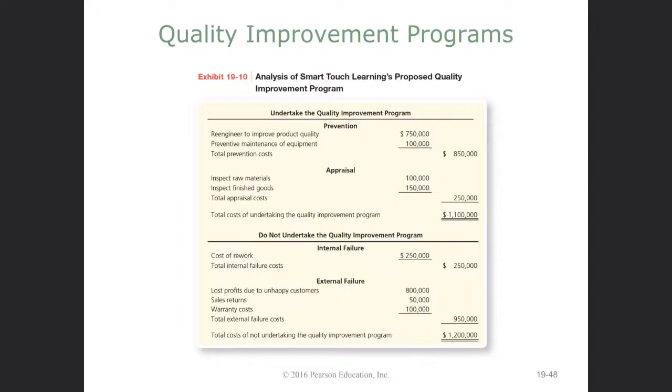I get that. But if this was a question and you had to pick between the cost of undertaking quality improvement or the cost of not undertaking quality improvement, because we're talking about cost, you want your cost to be low, so you would go with this one, so that you'd save that extra $100,000. So you'd go with undertaking the quality improvement program.